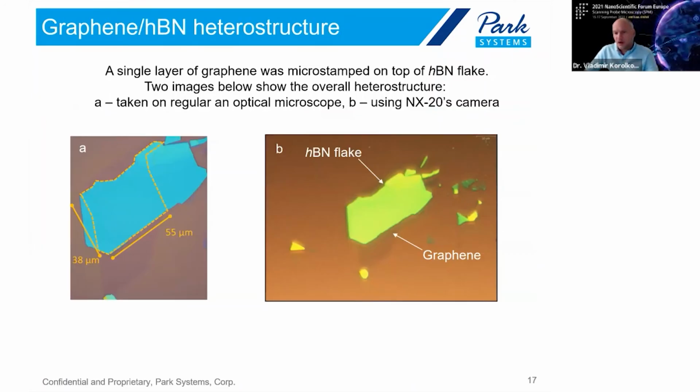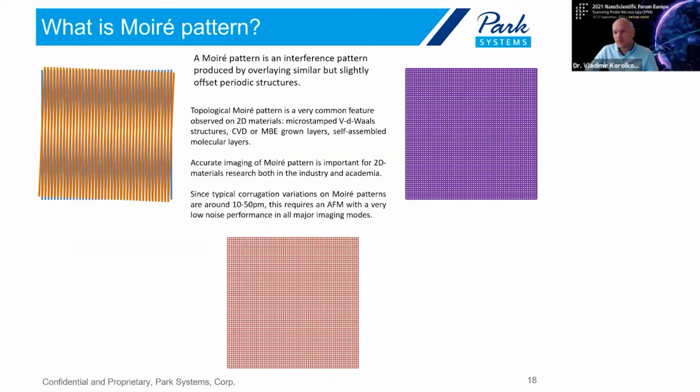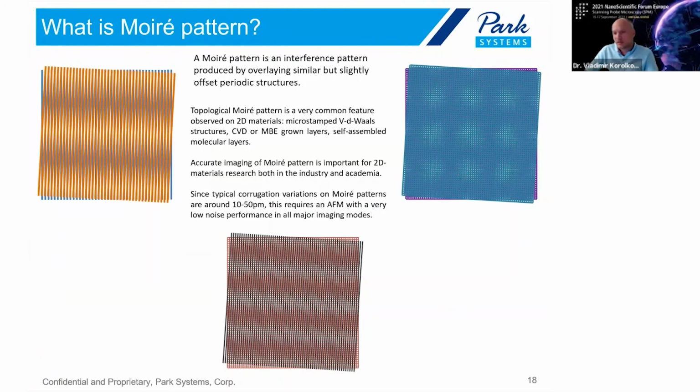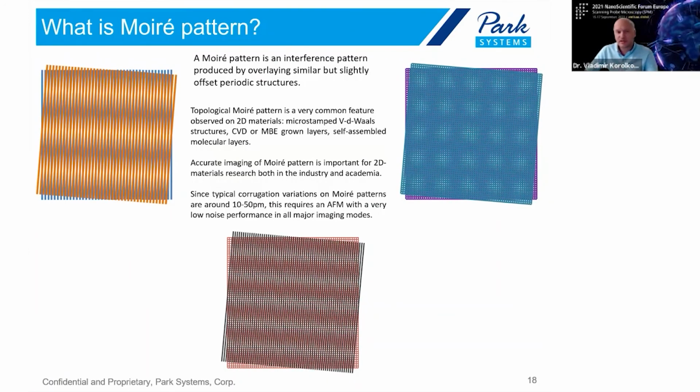The same logic applies to imaging 2D materials, and a typical example is graphene adsorbed on a hexagonal boron nitride crystal, a very typical situation. When you adsorb it, you have a lattice mismatch between the graphene layer and the underlying crystal, and that gives rise to a Moiré pattern. Here's an example of different Moiré patterns from geometrical structures.